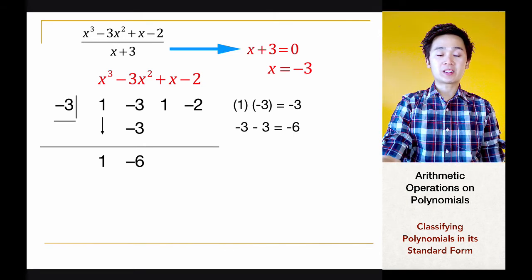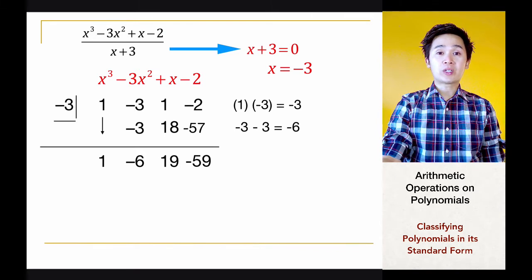So negative 6 times negative 3 is 18. We add them up. So 1 plus 18 is 19. We multiply 19 to negative 3, and it gives us negative 57. And combining those two, negative 2 minus 57 is negative 59.